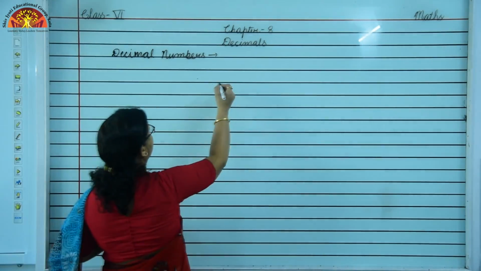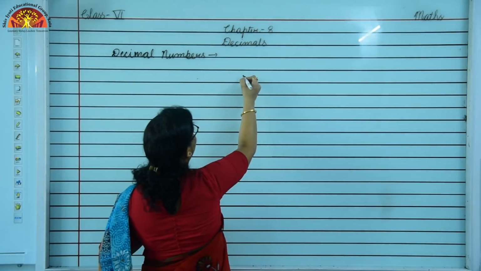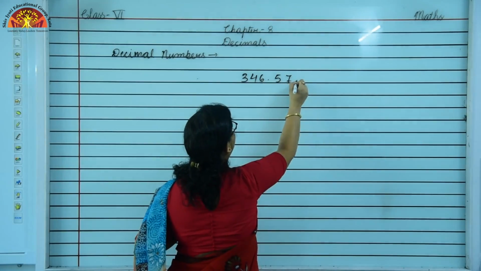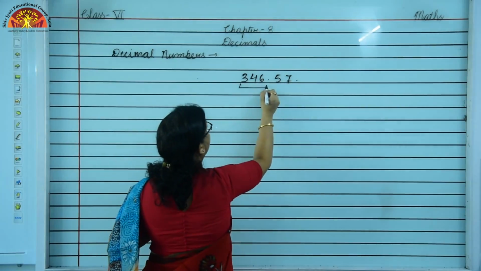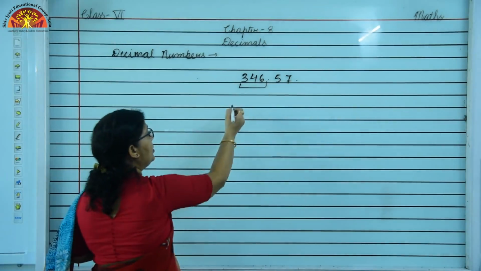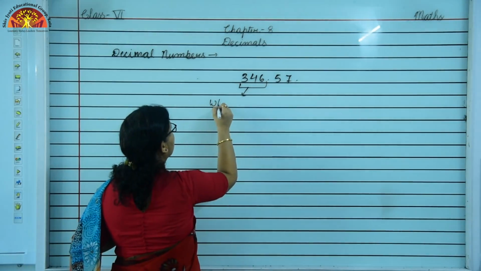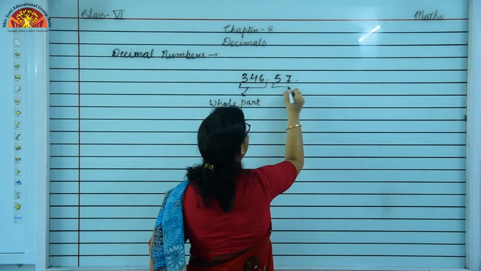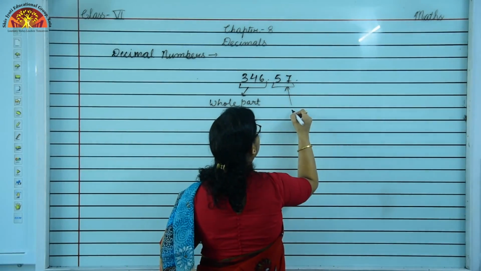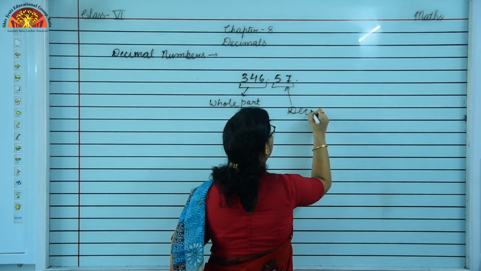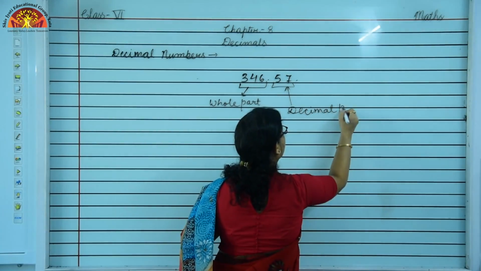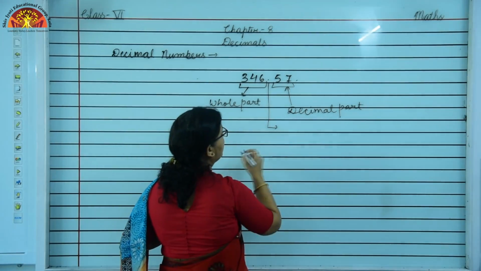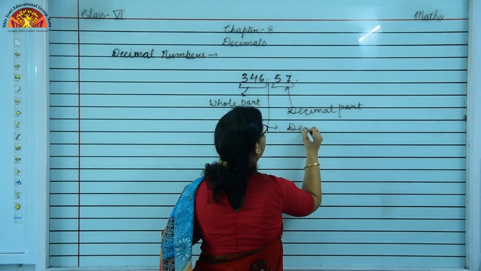Now, what are decimal numbers? Suppose we take 346.57. In this, 346 is the whole part and 57 is the decimal part. And this dot is the decimal point.